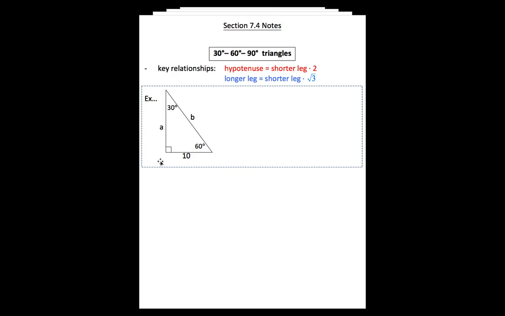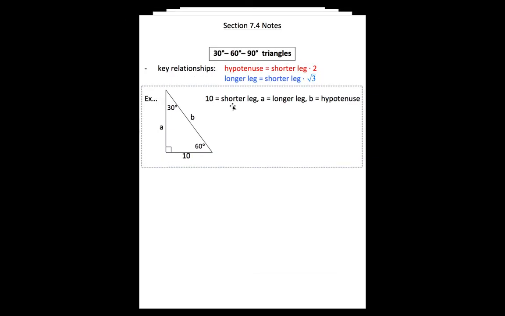So for this example, let's start with identifying what each labeled side represents. The side labeled 10 units is the shorter leg because it's opposite the 30-degree angle. The side labeled A is the longer leg because it's opposite the 60-degree angle. And the side labeled B is the hypotenuse because it is opposite the 90-degree angle. So when I insert those values into the two relationships, I come up with two different equations that I can then solve to find the lengths of each of the unknown sides.